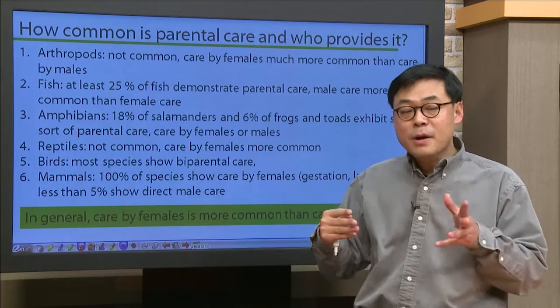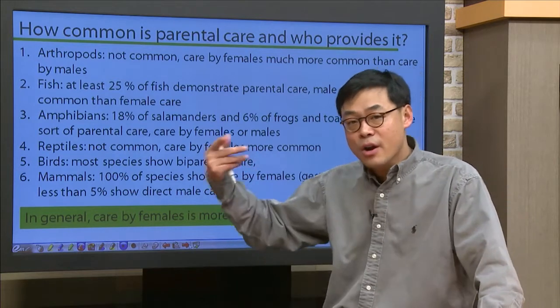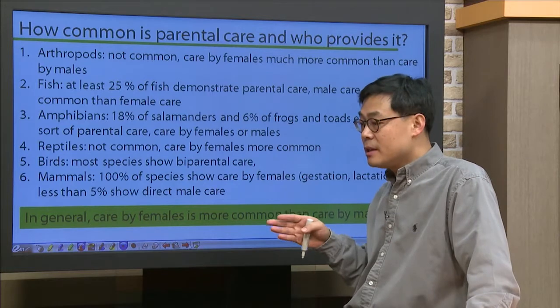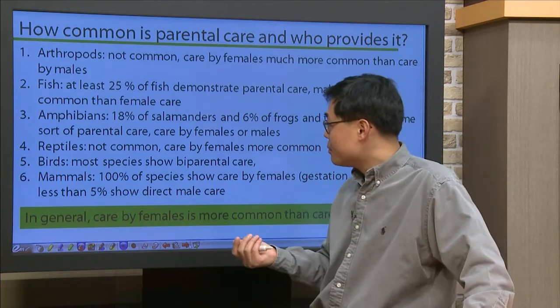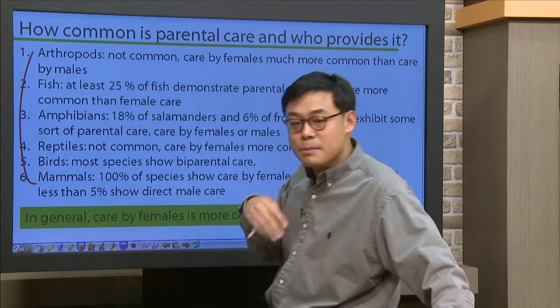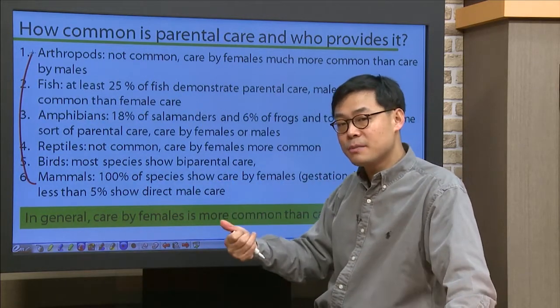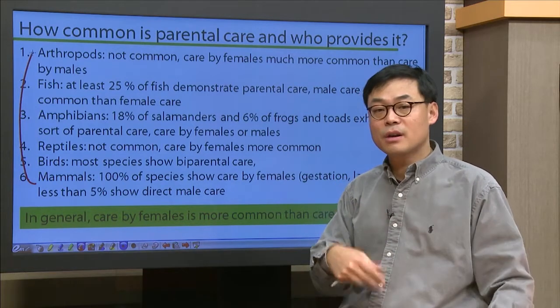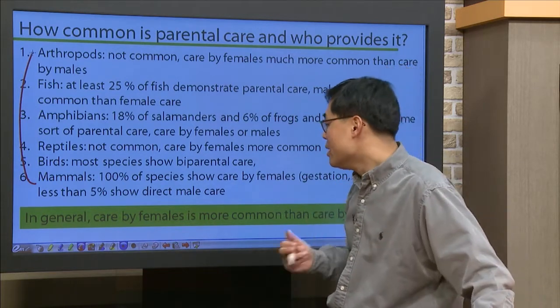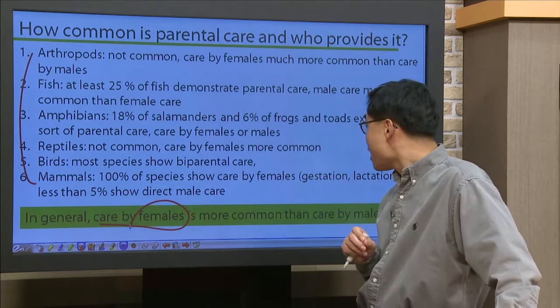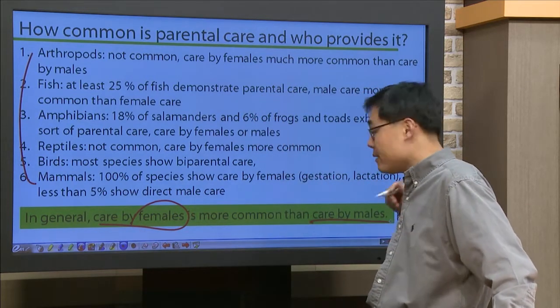And which sex provides more parental care to the offspring? It depends on the species. It depends on the group. In some species, males provide more parental care to the offspring. In other species, females provide more. But in general, care by females is a lot more common than care by males.